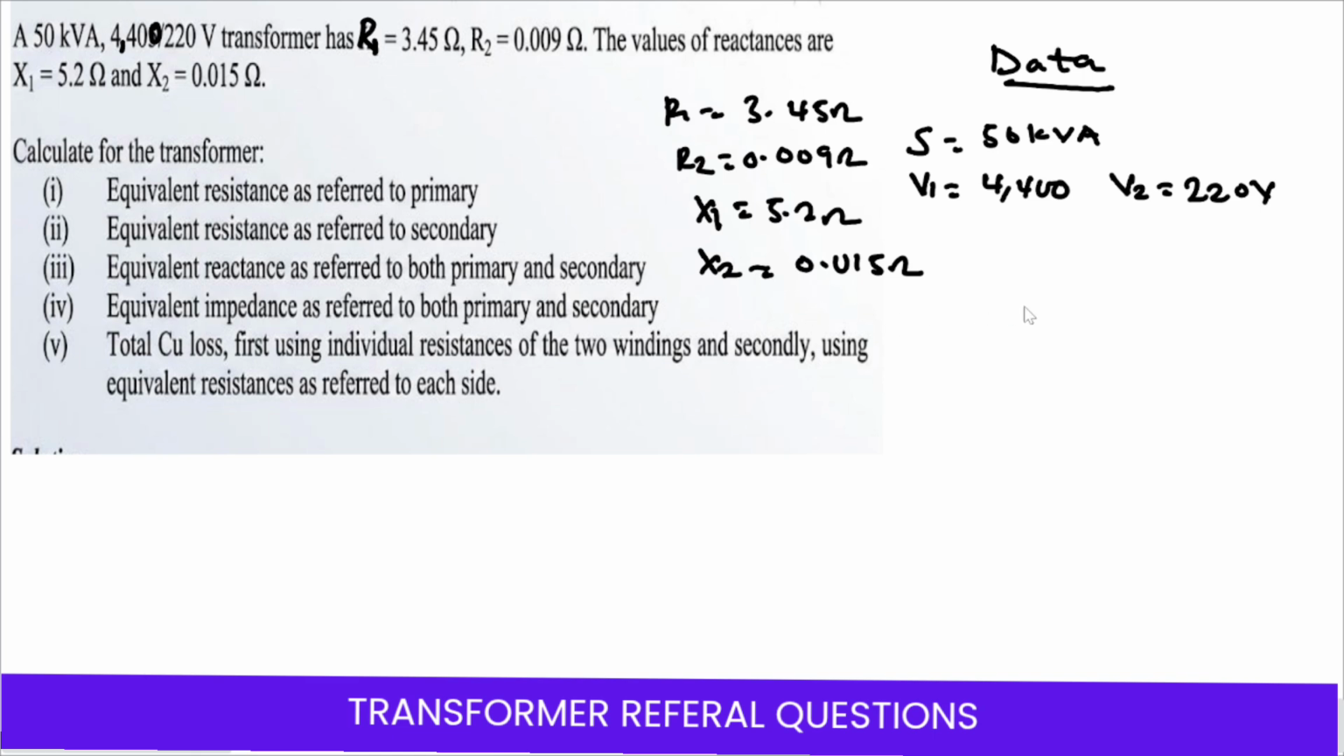So let's talk about part I first. We should find the equivalent resistance as referred to the primary. That is the same as R01. R01 means that we are doing the referral to the primary, and when we are doing the referral to the primary, we have R1 existing already, and then we are now bringing in R2 prime. So the equivalent resistance will be the summation of the individual resistances since they are in series.